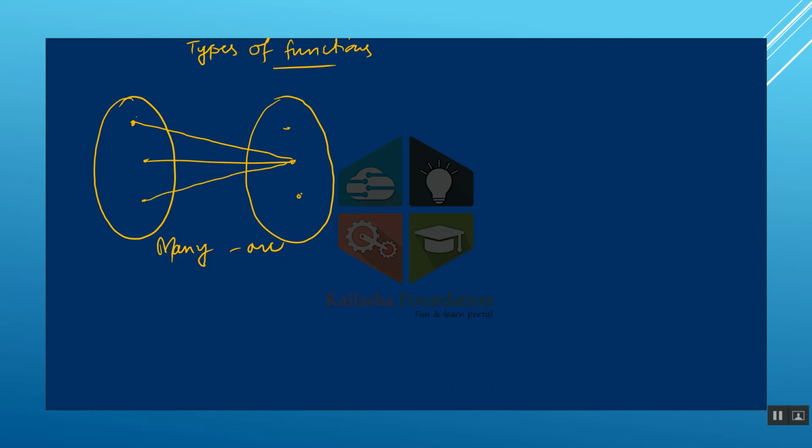It is also many to one, because at least two inputs are there for which we are getting the same output. So the one to one condition is violated and it is a many to one. If a function is not one to one, then it is many to one. Okay. There are only two kinds of functions, one to one and many to one.